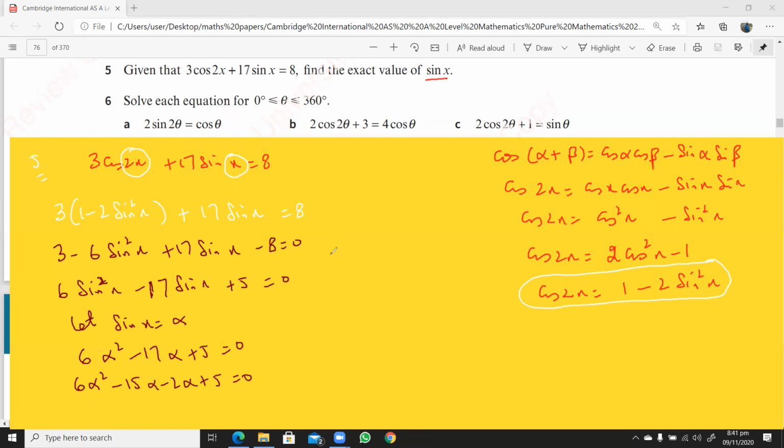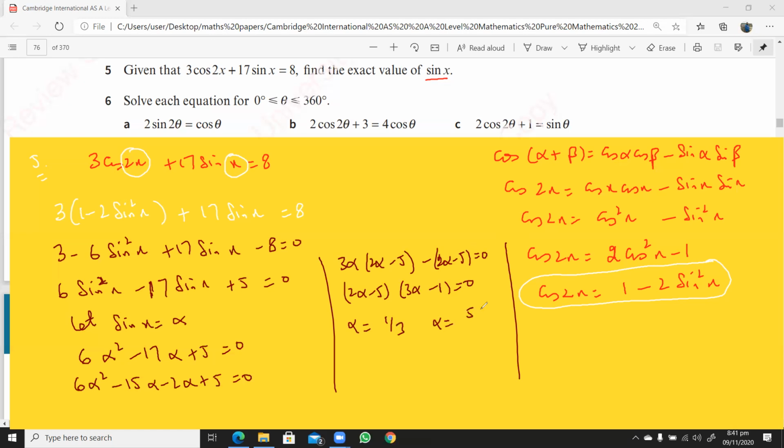So you have 3 alpha common from here. This is going to be 2 alpha minus 5. This is minus into 2 alpha minus 5 equal to 0. So 2 alpha minus 5 into 3 alpha minus 1 equal to 0. So you have alpha equal to 1 over 3 or alpha equal to 5 by 2.